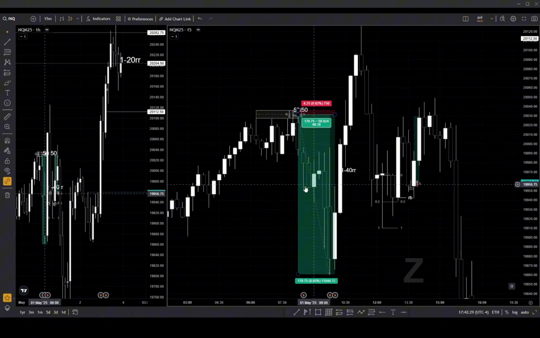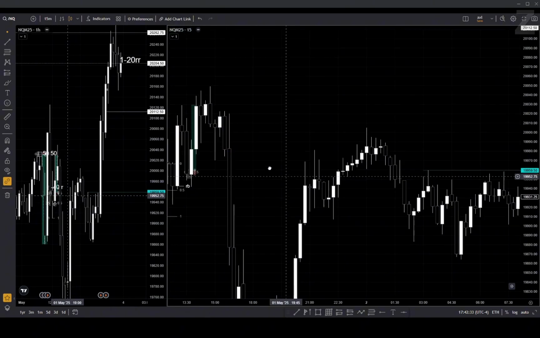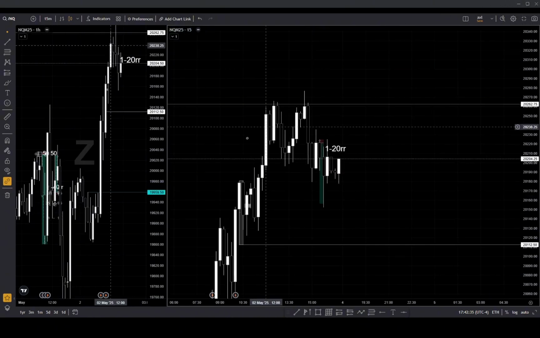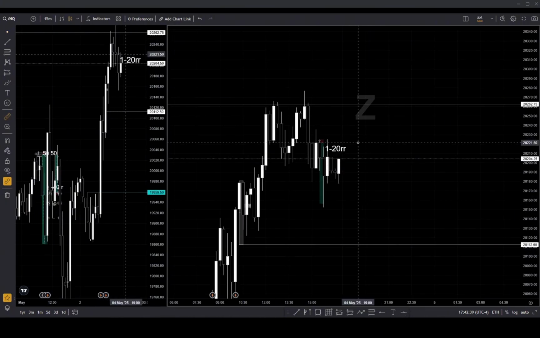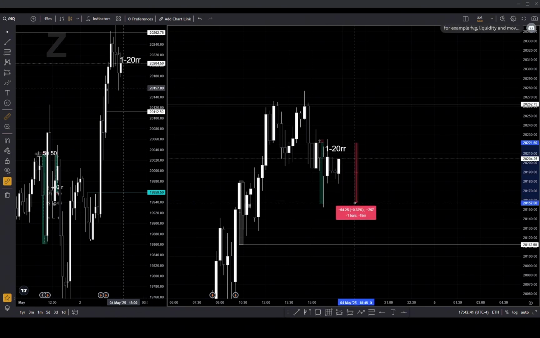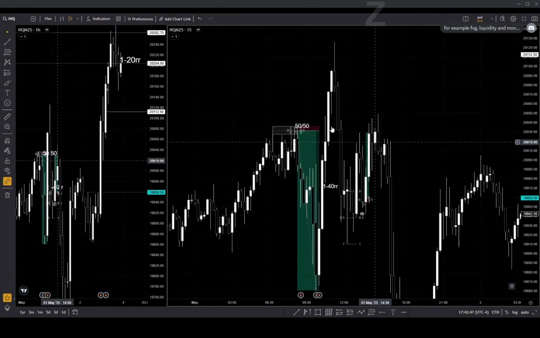So alright, let's do the trade review. I'm gonna do the trade review of yesterday because the trade of today was really small. This trade was only 200 ticks, so this is really small for me. So I'm gonna do the trade review of yesterday.